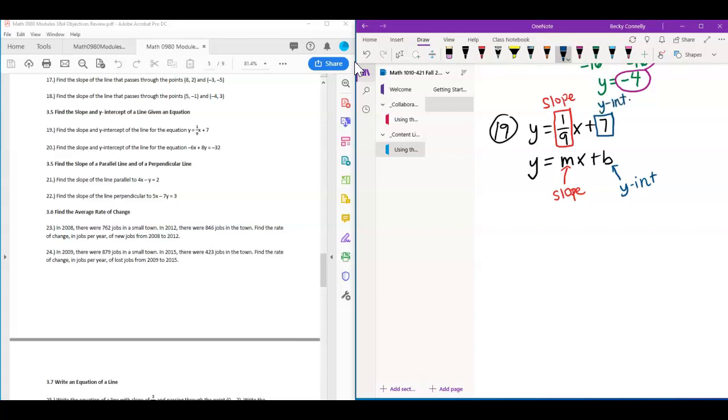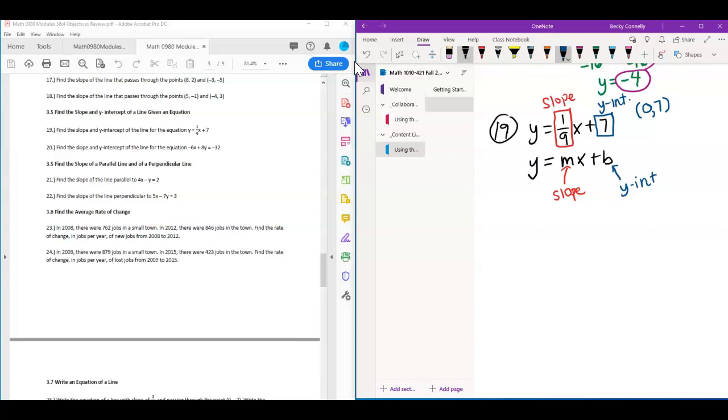But in my classes, I ask them to write their y-intercept as a point because I want to make sure that they see that it is an ordered pair, right? And so that ordered pair, y-intercept is always going to be 0, comma, some number, and that number in this case is our 7. So our slope is 1/9, our y-intercept is 7, but specifically 0, comma 7.